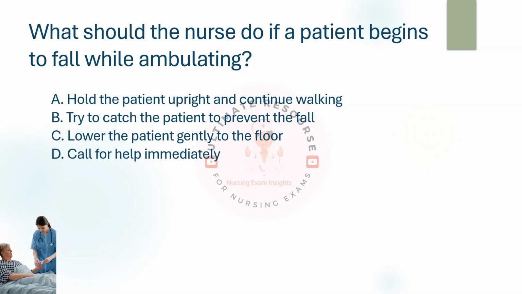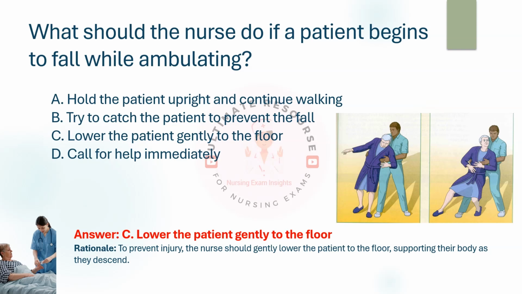What should the nurse do if a patient begins to fall while ambulating? Options are A. Hold the patient upright and continue walking. B. Try to catch the patient to prevent the fall. C. Lower the patient gently to the floor. D. Call for help immediately. The answer is C. Lower the patient gently to the floor.